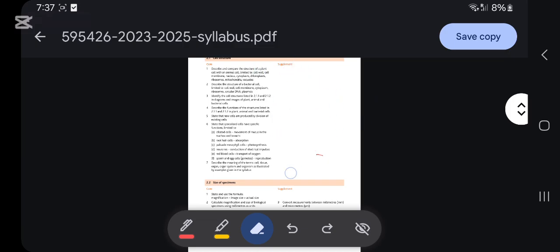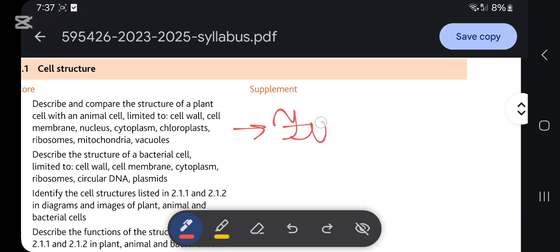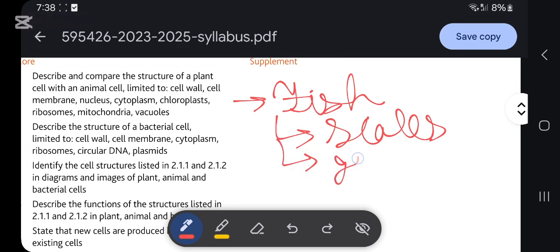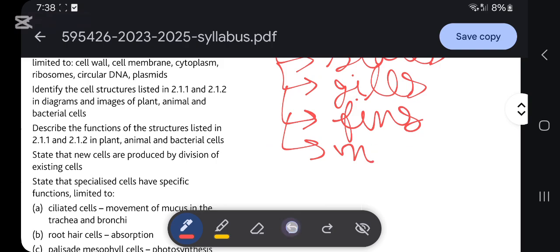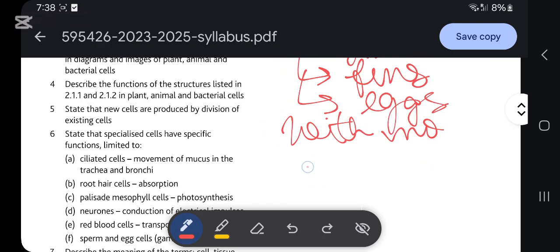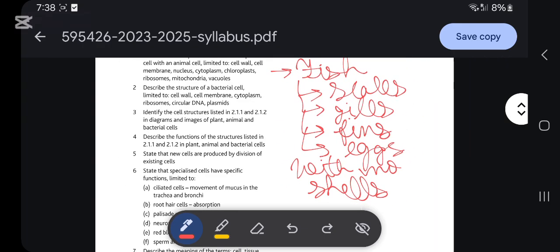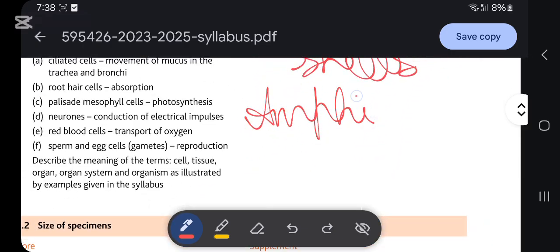Now moving on, next we have vertebrates: fish, amphibian, reptile, bird, mammal. In fish, they have scales, gills and fins. They lay eggs with no shells, and they lay their eggs in water. Then we deal with amphibians.